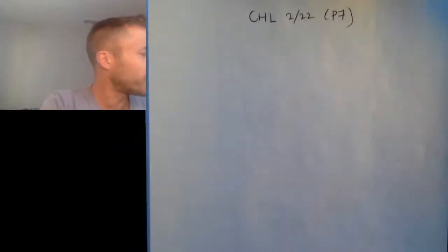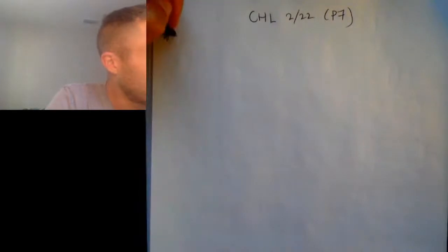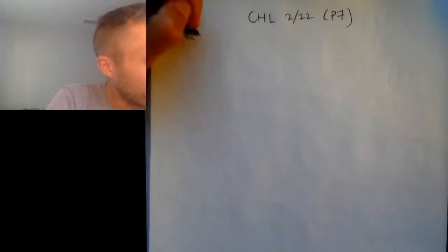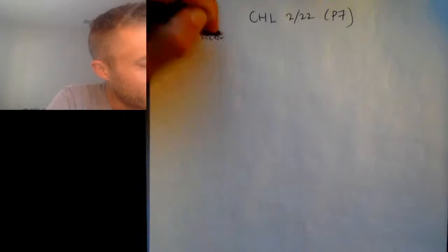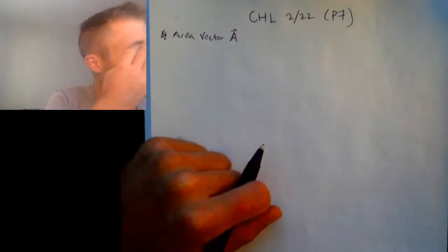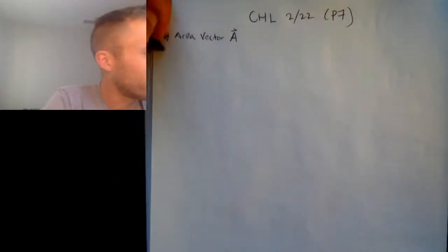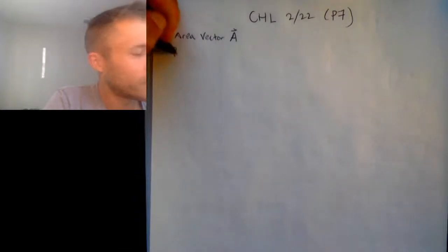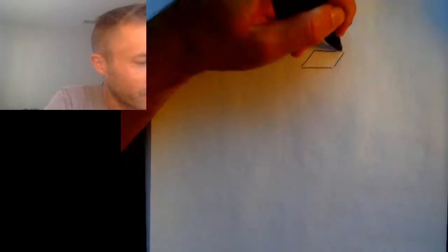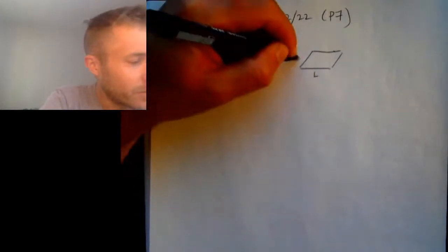The first concept that I want to talk about today is something called the area vector, which is denoted by capital A. What you want to do here is imagine some surface. Maybe this is a rectangle, so it has a length L and a width W.